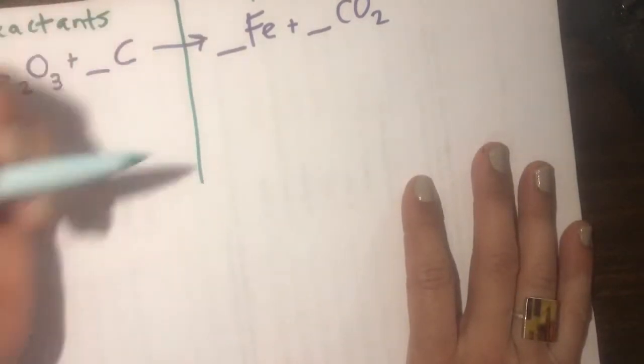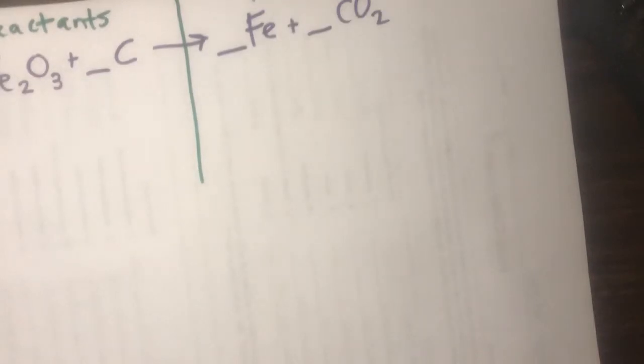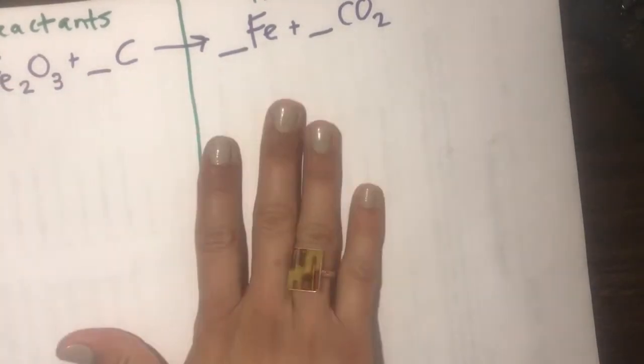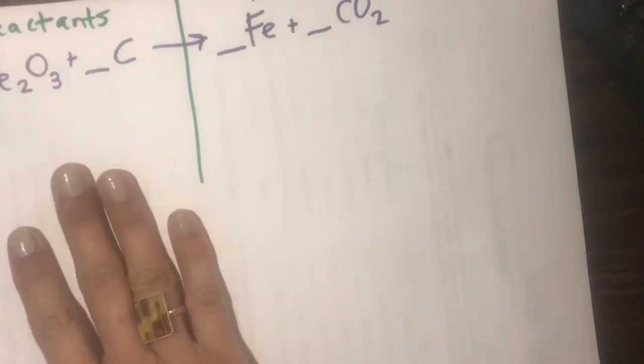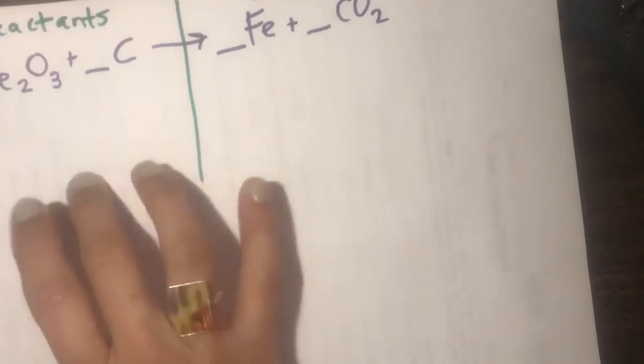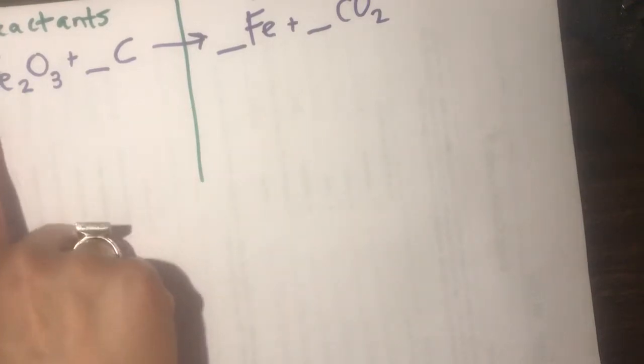Something I do, you don't have to do, but I put a line down the middle so I can compare: do I have the same number of atoms on the reactant side as the products? You kind of go back and forth like a teeter-totter, because when you put a big number, which is called a coefficient, in front of the equation, it affects all of them, not just one of them.